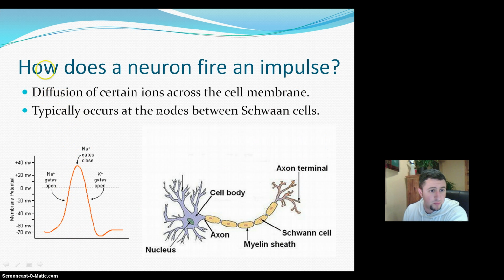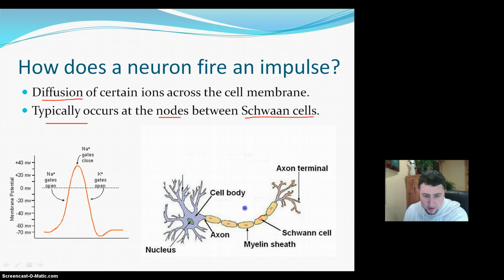So how does a nerve impulse fire? What actually is a nerve impulse? Well, it actually is a diffusion of certain ions across the cell membrane of the neuron, and that typically occurs at these nodes between the Schwann cells.